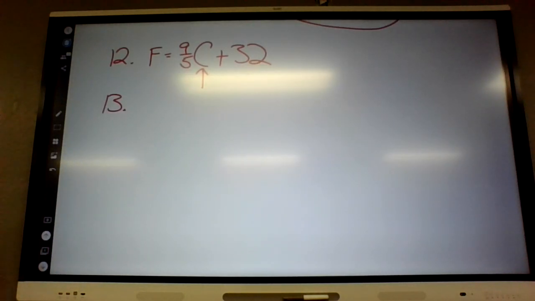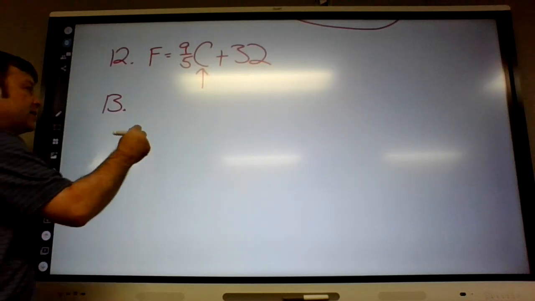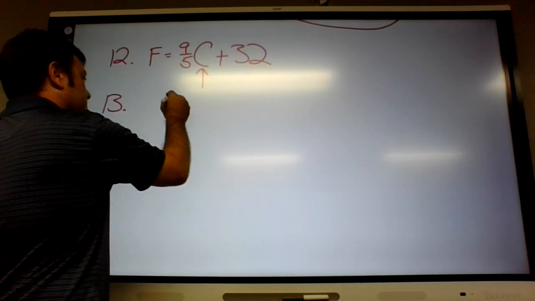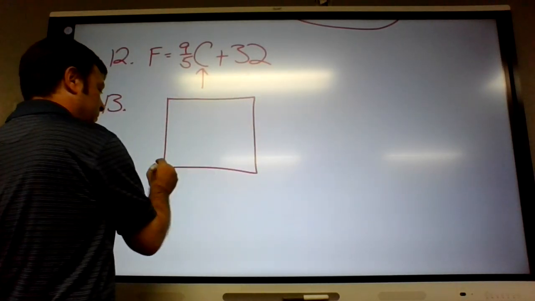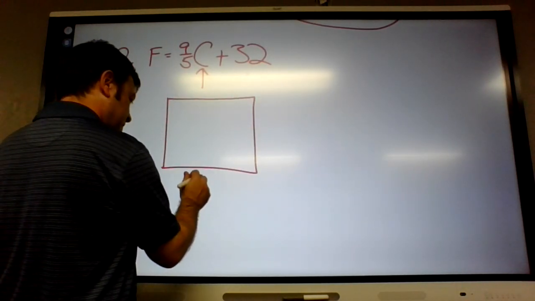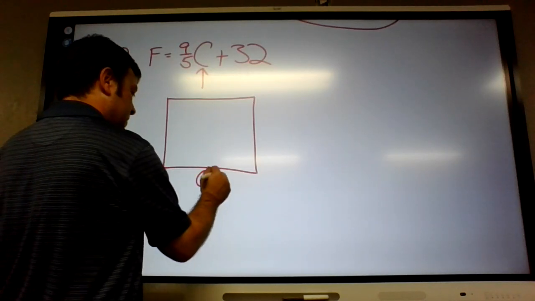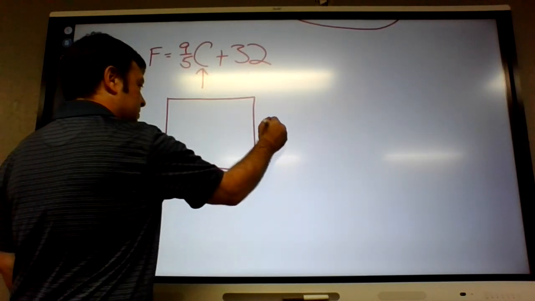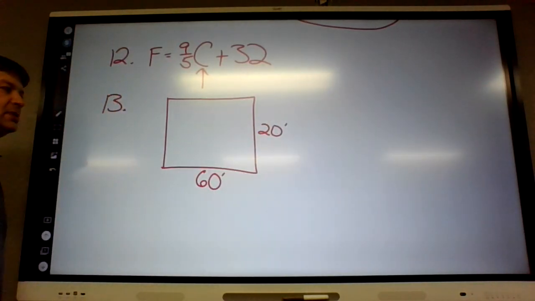All right, for 13, let's see, I guess we're on that one. It says, Mr. Denton wants to put a fence around his rectangular garden, but first he needs to know the perimeter. If his garden is 60 feet long and 20 feet wide, how many feet of fencing does he need? 60 feet by 20 feet. All right.